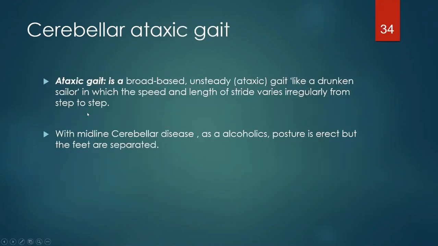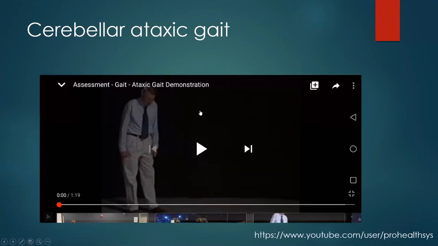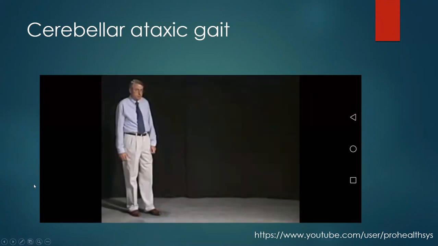The last one is the cerebellar ataxic gait. The ataxic gait is a broad-based, unsteady gait, like a drunken sailor, in which the speed and length of stride varies irregularly from step to step. With midline cerebellar disease, as in an alcoholic, posture is erect, but the feet are separated, usually like drunken patients.